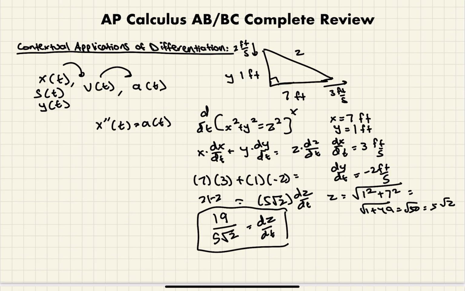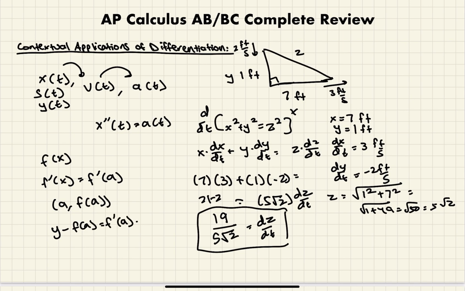Next application is linearization, which is basically finding the best linear approximation to a function. And that's just using the tangent line. So if you have a function f of x, you can find the derivative, f prime of x. And you find the slope of the tangent line at a, so f prime of a. And since the function passes through the point (a, f(a)), the tangent line would be y minus f(a) is equal to f prime of a, the slope, times x minus a.